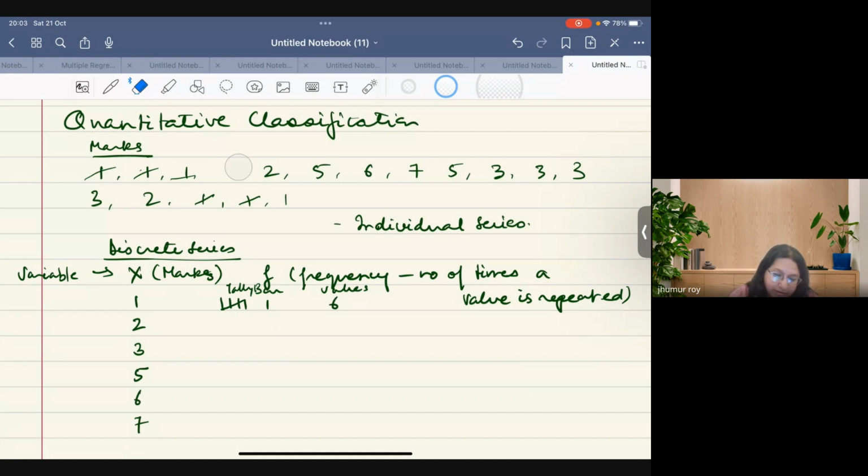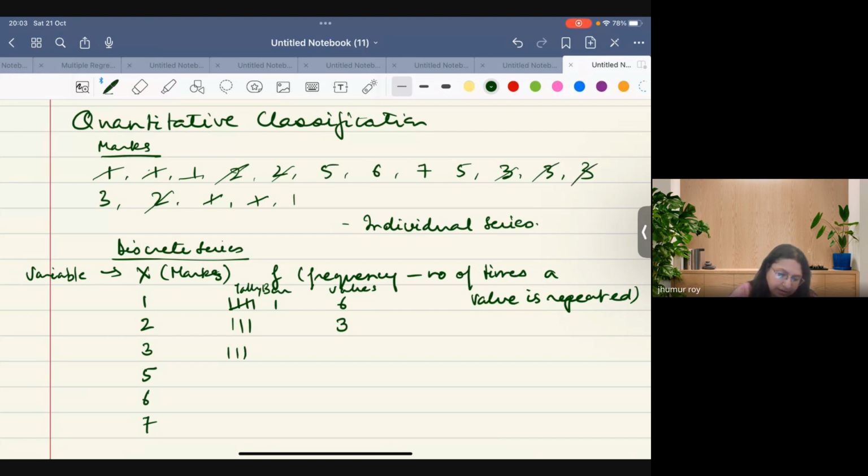Similarly, for 2, I've got this. Sorry. So this is 1. Then this is the second one. Then you've got one more over here. So I've got 3 students who have got 2 marks. Similarly, for 3, I've got 1, 2, 3, and 4. So I've got 4 students who have got 3 marks. Okay. Then for 5, I have only 1 and 2 students who have got 5 marks. And for 6, I've got 1 student. And for 7, I've got 1 student.